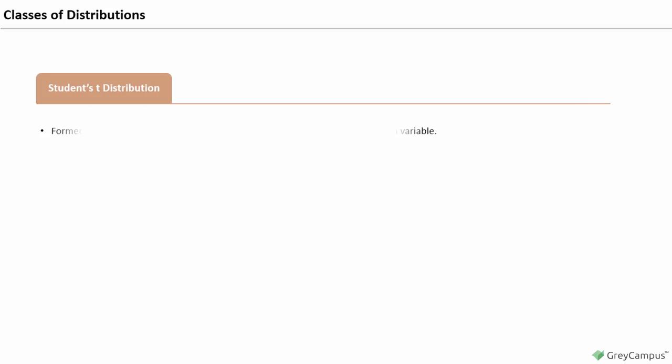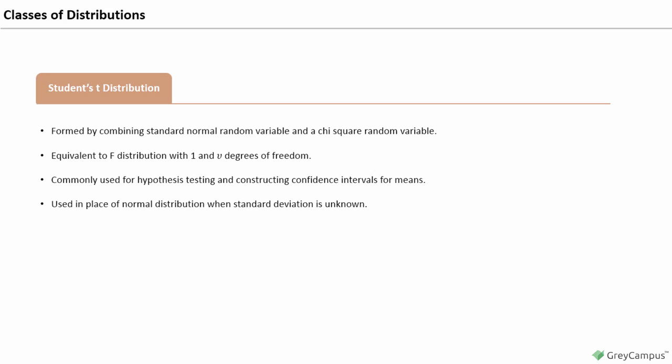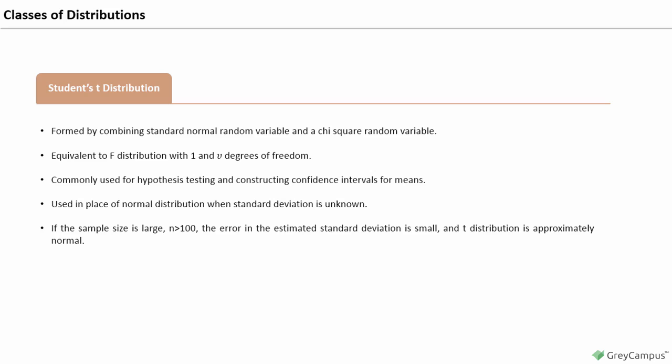Student's t distribution, formed by combining standard normal random variables and a chi-square random variable. Equivalent to the F distribution with 1 and v degrees of freedom. Commonly used for hypothesis testing and constructing confidence intervals for means. Used in place of the normal distribution when the standard deviation is unknown. If the sample size is large, n greater than 100, the error in the estimated standard deviation is small and the t distribution is approximately normal.